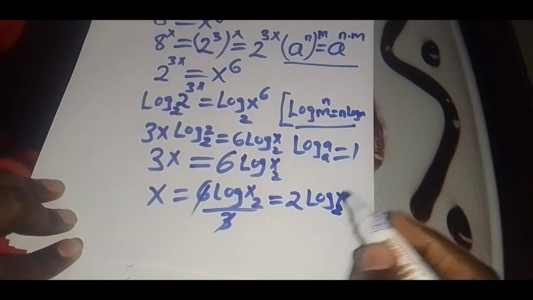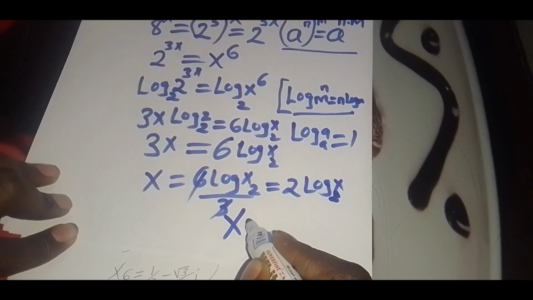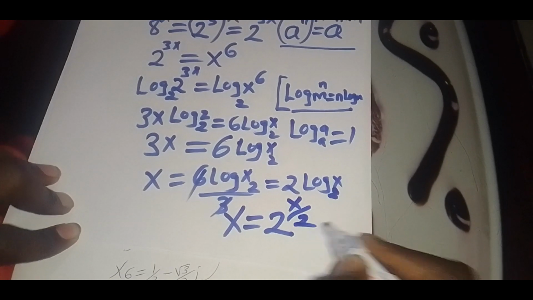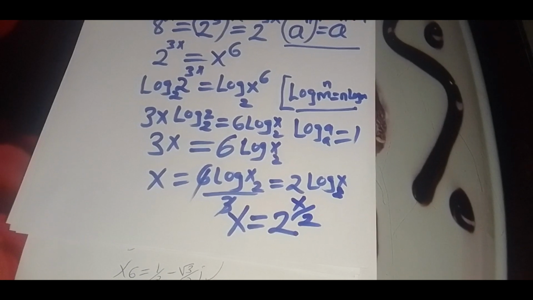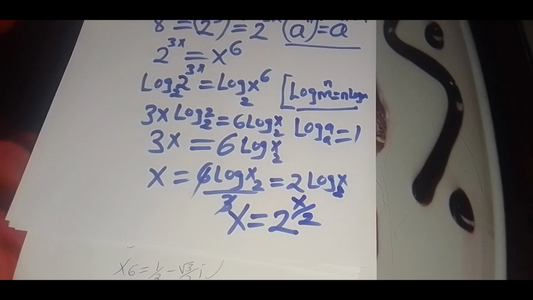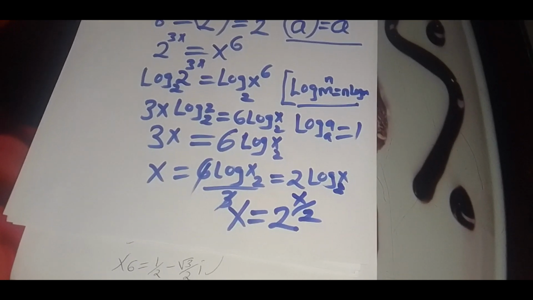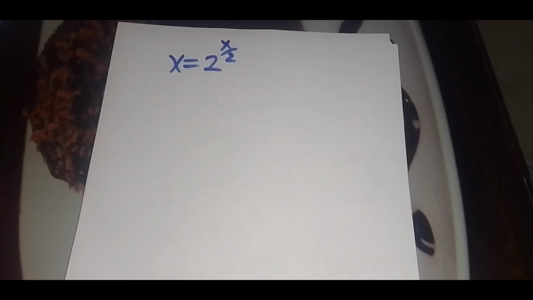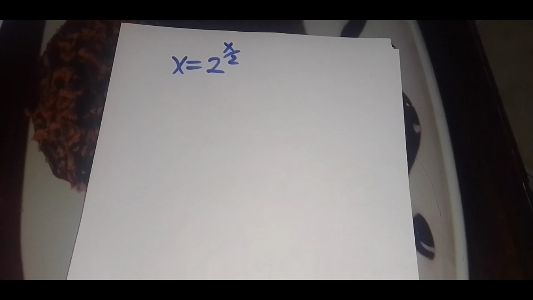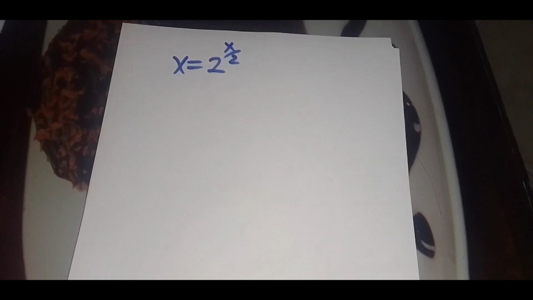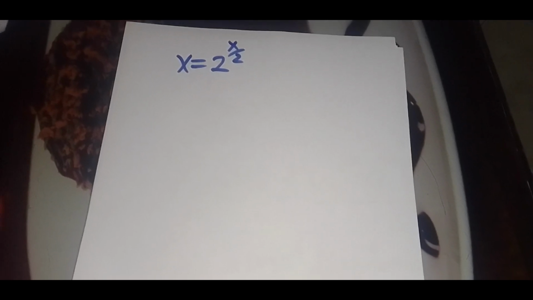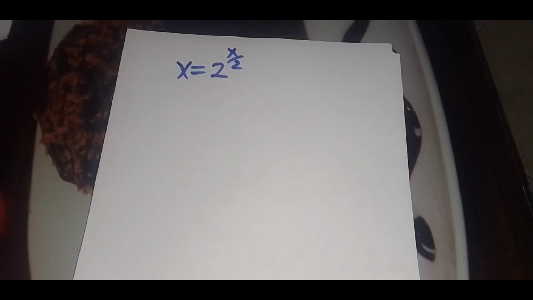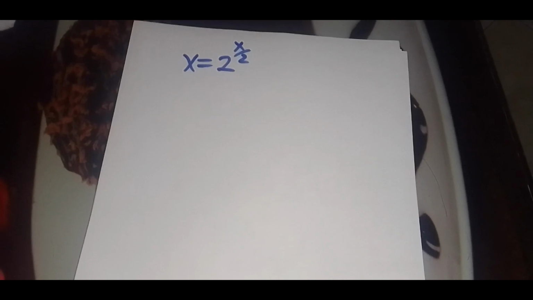Now we can express x as equal to 2 raised to power x divided by 2. This means that we can substitute this value of x into the original equation to find the specific values. We have x equal to 2 raised to power x divided by 2. Now we can substitute this back to the original equation to check if it satisfies the equation.